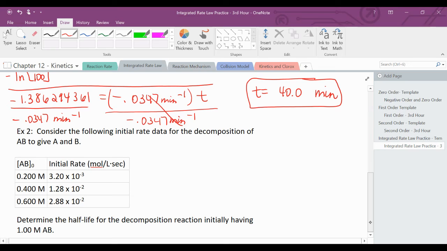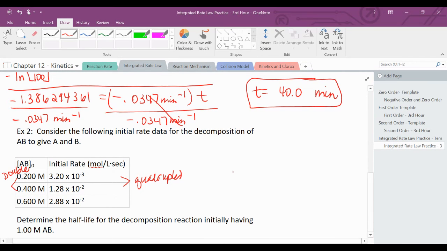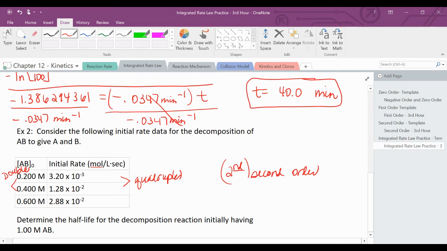Let's take a look at problem number 2 here. Okay. So I've given you data, and so here's what we see. I can see that AB is my reactant, and its concentration between the 2 trials here is doubling. And if I look at the rate here, we know that the rate quadruples. Okay. And so this tells me that this reaction is second order. All right, so now I've narrowed down my equations.